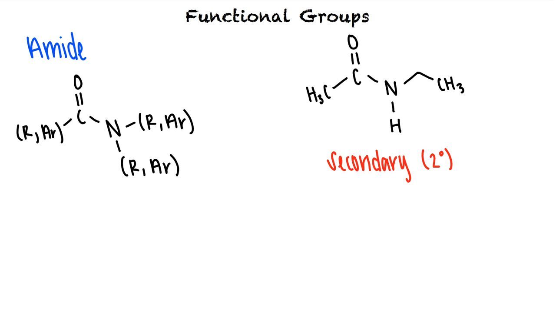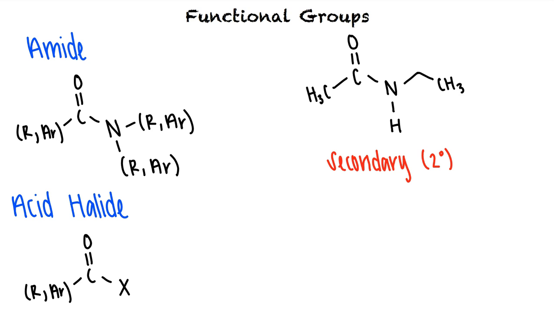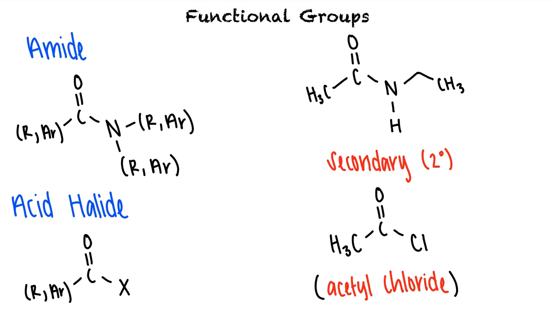The last functional group we will look at is the acid-halide functional group. Acid halides feature a carbon that shares a double bond with an oxygen and single bonds with a halogen and an R group. For example, acetyl chloride is an acid halide with chlorine as the halogen.